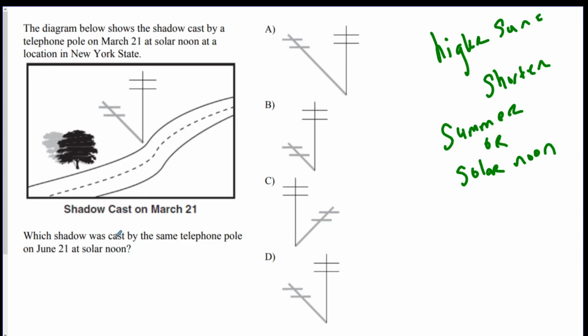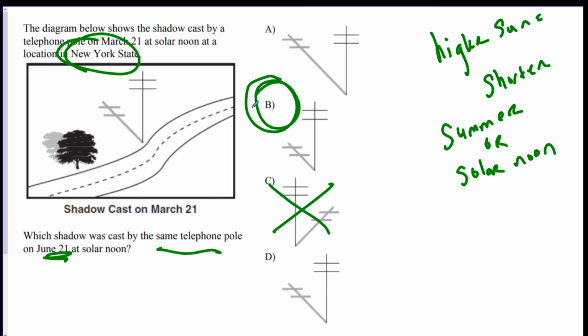So it says, which shadow was cast by the same telephone pole on June 21st? Well, it's not going to be the opposite direction because the sun is always going to be in the same sky at solar noon. It's going to be in the southern sky if you're in New York State, which we are. So it's going to be in the same direction. But on June 21st, the sun's higher in the sky, so you're going to have a shorter shadow. So B is the best answer. This answer, A, would be winter. This would be December shadow because it's going to be in the same direction, but it would be longer. And D is the same length, which is not going to be true because the sun's going to change position.